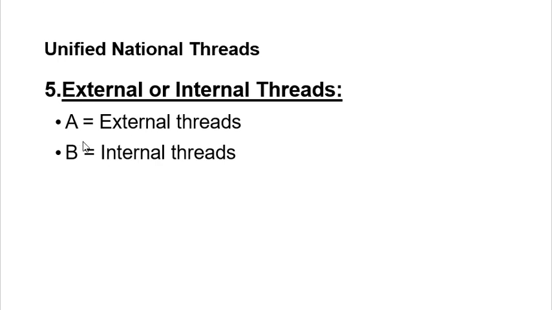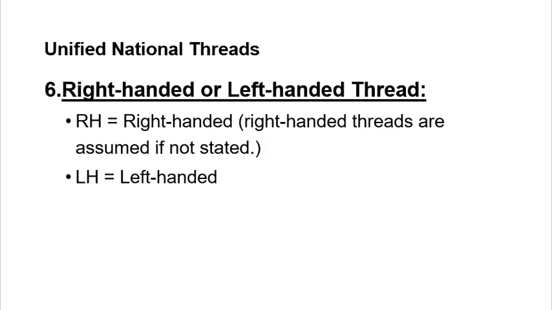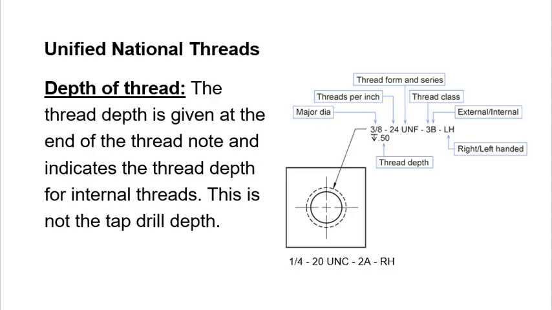We already know that A is for external and B is for internal thread. Identify that in your thread note. Then we have right-handed or left-handed. Right-handed is clockwise, and left-handed is counterclockwise. If you're not given left-handed, then we assume it's right-handed automatically. I think we produce right-handed more than left-handed ones.